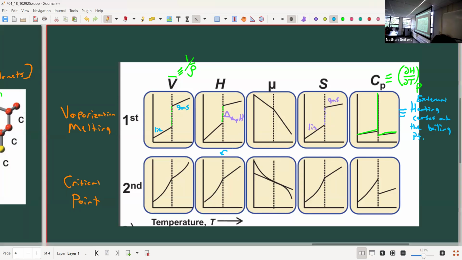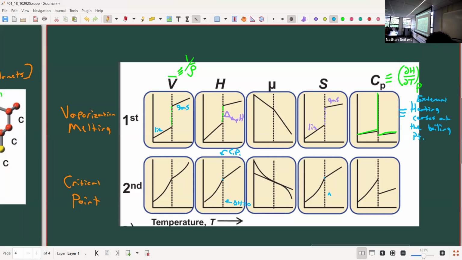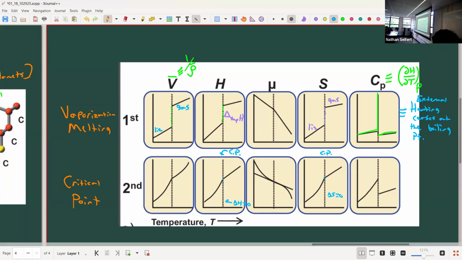Right? This is the critical point. And we know at this point, delta H is equal to 0. So they have to meet. Same with the entropy. Delta S is equal to 0 at the critical point. So they have to meet at the same point. The entropy doesn't change as you move across that boundary. Okay? The volumes also do the same as well.